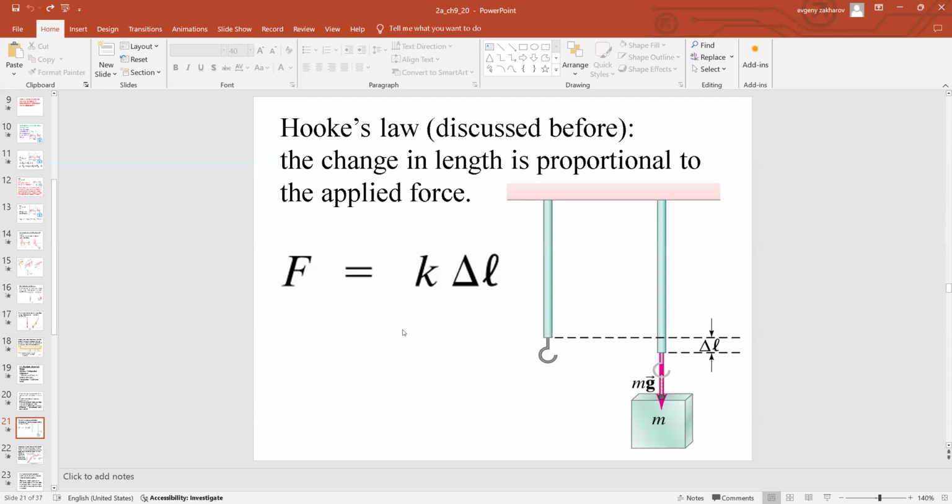So Hooke's law, it's like your spring force, but it's not like a spring. It's just a solid object, an extended object of a certain geometry that you can use to figure out the stiffness of that object.